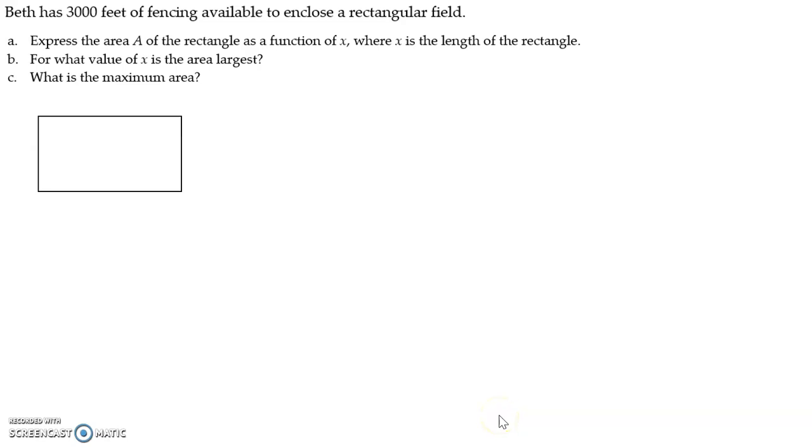In this question, Beth has 3,000 feet of fencing, and she wants to go ahead and enclose a rectangular field. Part A to this question is asking us to express the area of the rectangle as a function of x, and x is going to represent the length of the rectangle. So let's go ahead and draw ourselves a picture, and we can start labeling portions of our diagram.